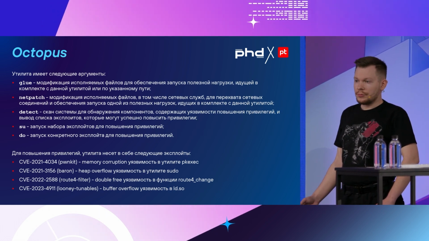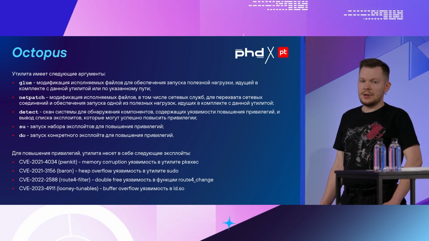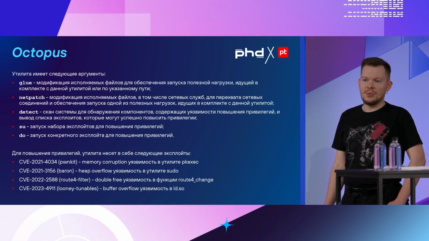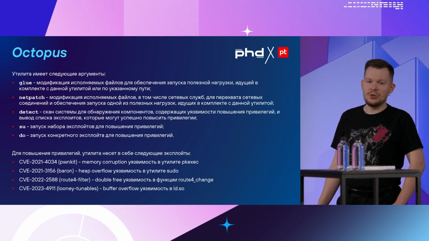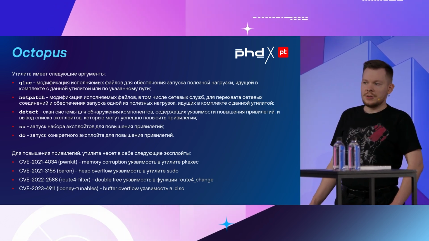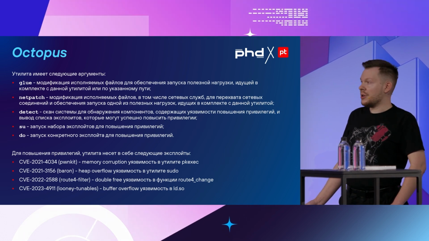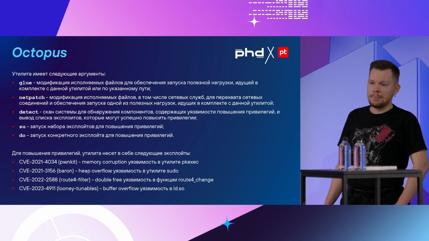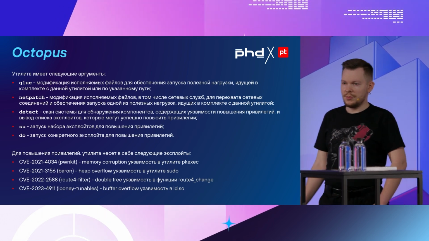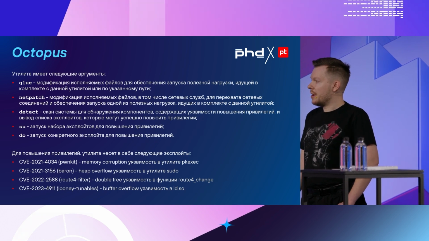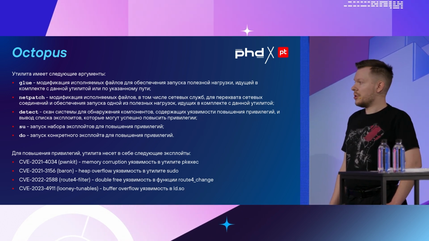The next command is detect. It's designed in order to detect in the system those components that may be vulnerable to the exploits that this utility brings. The command su retrieves all these exploits, and the do command retrieves 4 exploits. It has, and the vulnerabilities are listed on the slide.